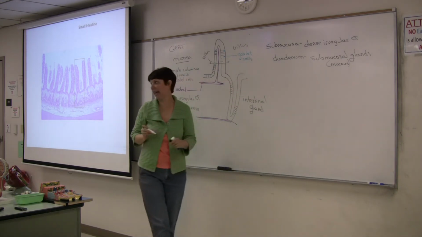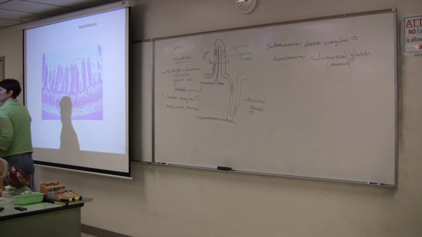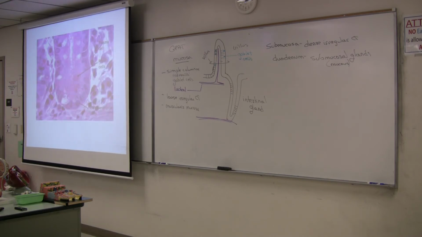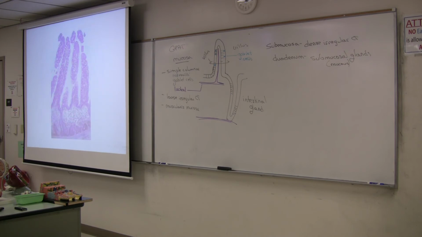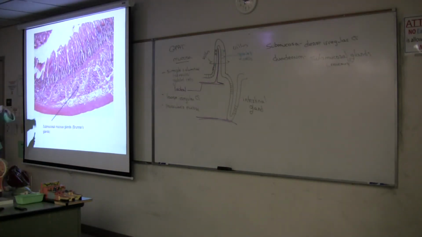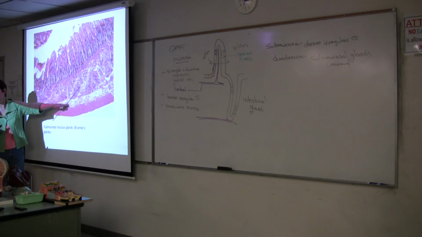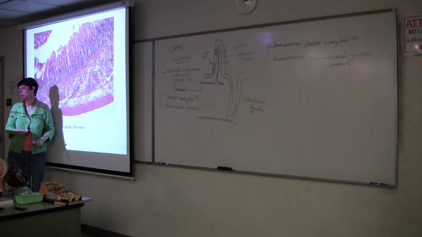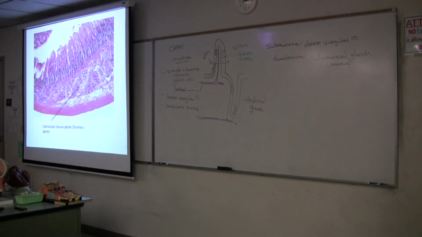What do you think the reason for that is? What was the reason we had submucosal glands in the stomach again? The acidic nature of the gastric chyme that's coming in. So here is our muscularis mucosa. This is our submucosa, and these are all submucosal glands, secreting mucus in addition to the goblet cells that are present, and we find these only in the duodenum.